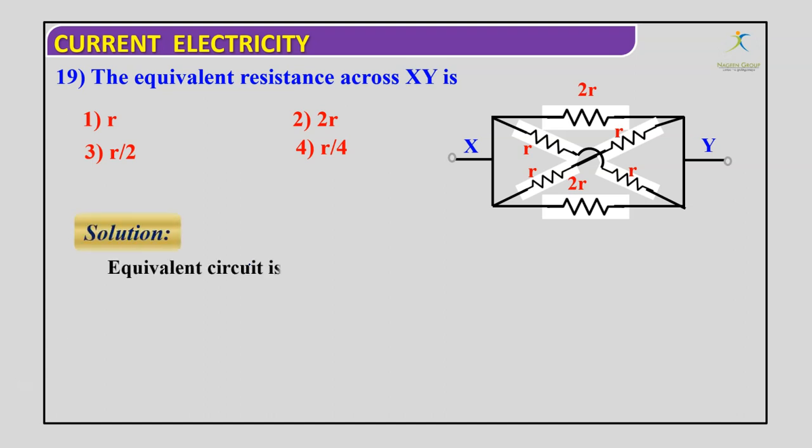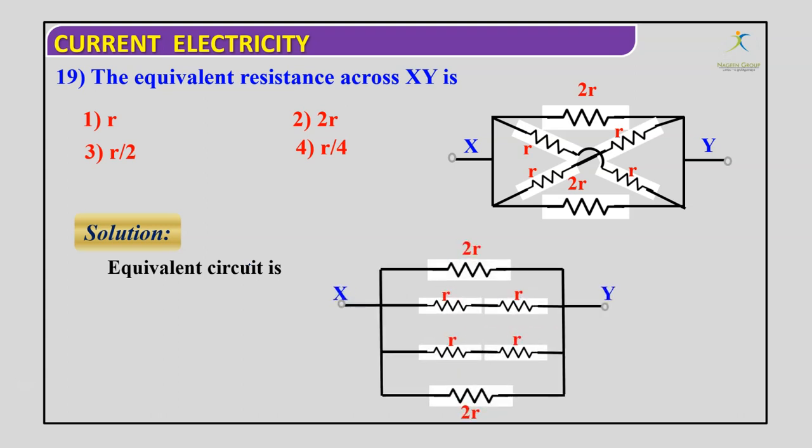Moving with the solution part, the equivalent circuit is this. Now, after simplifying the circuit a little, we easily get R and R in series, which becomes 2R. Then we have 2R, 2R, 2R, 2R and 2R, and these will be in parallel combination.